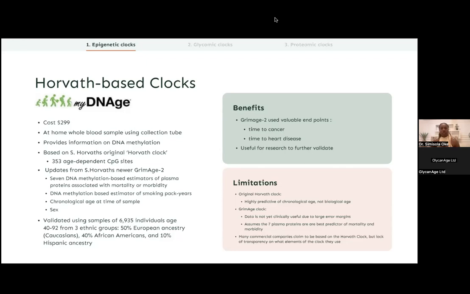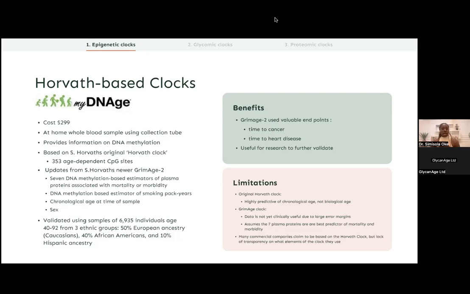And I think some of the key benefits, as I mentioned, is that they use really valuable endpoints. So time to cancer and time to heart disease, which I think are things that are very useful to understand. But actually, when we think about these kind of clocks and the GlycanAge clock, really useful for research. But actually, Stephen Horvath himself has said that from a clinical point of view, or from using this within clinic for patients, it's not quite there yet.